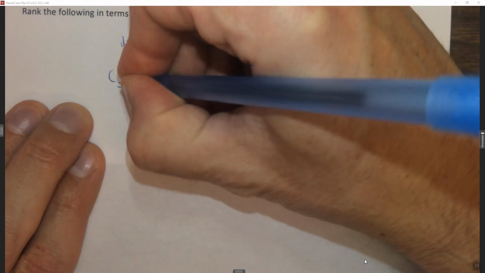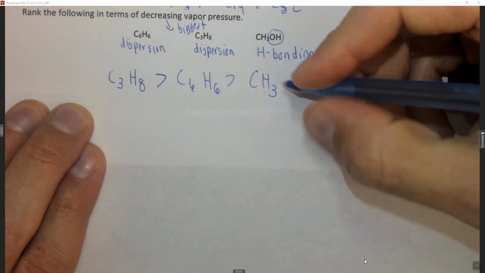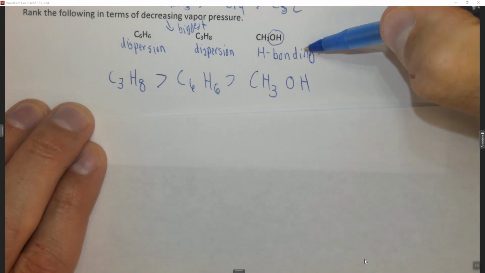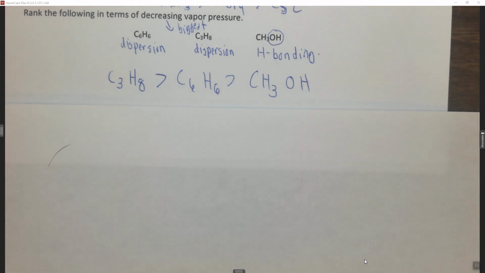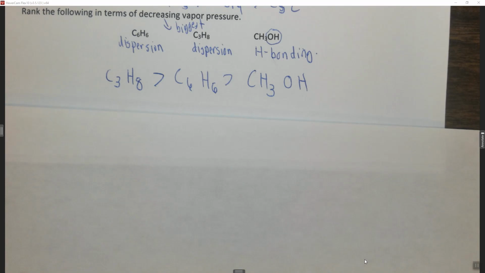So C3H8 is going to be greater than C6H6, benzene, which is going to be greater than CH3OH, methanol, because methanol has the strongest intermolecular forces, hydrogen bonding. So this is a little bit confusing because the biggest vapor pressure is the weakest intermolecular force. So this is actually the weakest intermolecular force, even though it's the greatest vapor pressure.